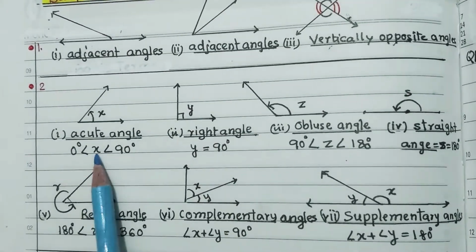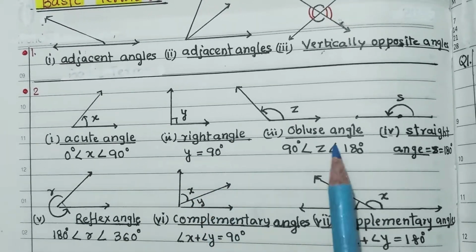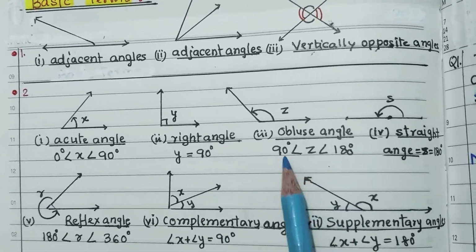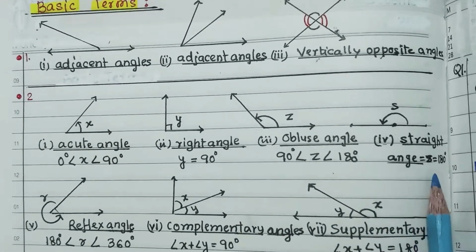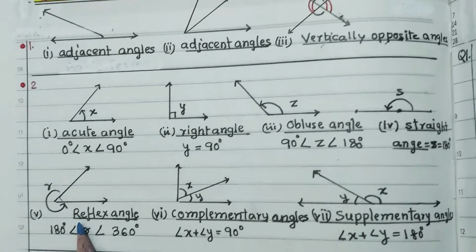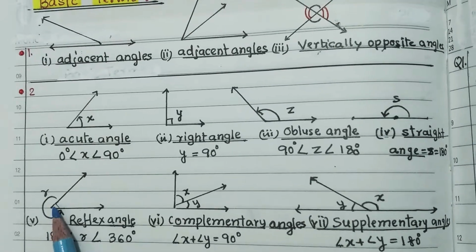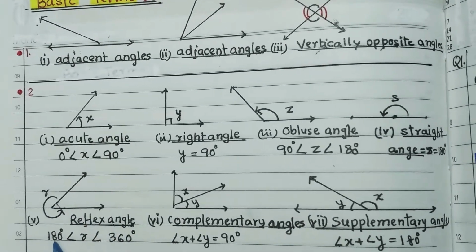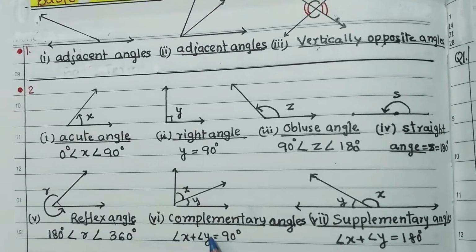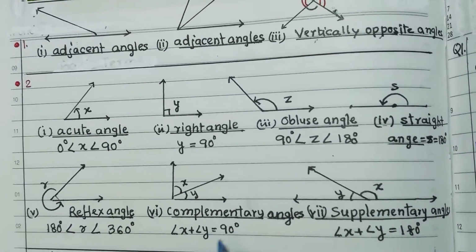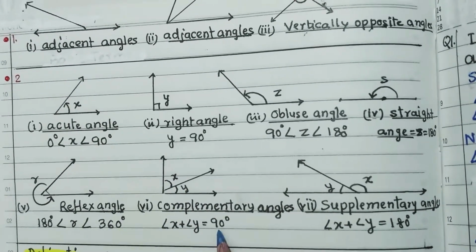Acute angle, its value is 0 to 90. Right angle is exactly 90 degrees. Obtuse angle is between 90 and 180 degrees. Straight angle is exactly 180 degrees. Reflex angle is between 180 and 360. And complementary angle, two angles together must be equal to 90 degrees.